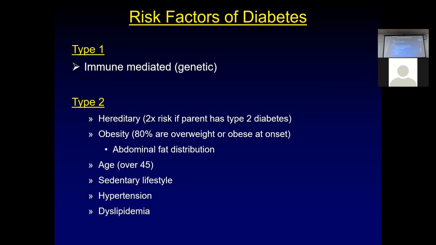Obesity, abdominal fat distribution, age, being sedentary, having high blood pressure, having elevated cholesterol levels. Does this look like something else we just talked about? What does this look like? Kelly, you're nodding your head. What are these factors? We just talked about them. Can someone help? Kelly, what did we just talk about?